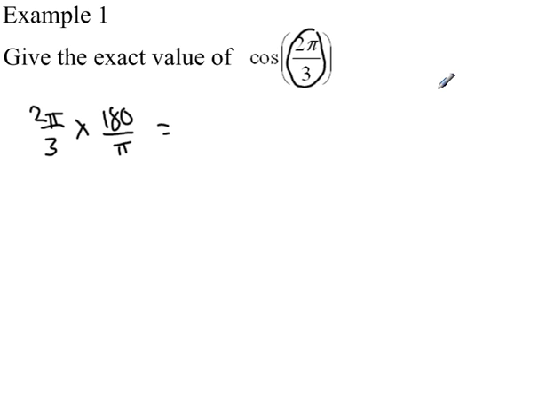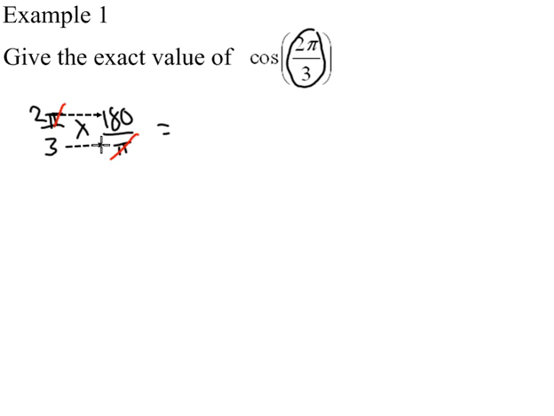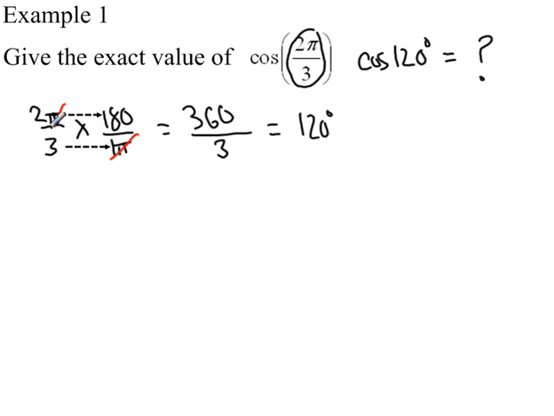So let's go ahead and multiply that. The pi's are going to cancel out here. And remember, when you're multiplying fractions, you're multiplying across. So you have 2 times 180, that's 360. And then you have 3 times 1, because the coefficient of pi is 1. That's 3. 360 over 3 is 120 degrees. So another way to say this is, I'm looking for the cosine of 120 degrees. That is what I am looking for right now.